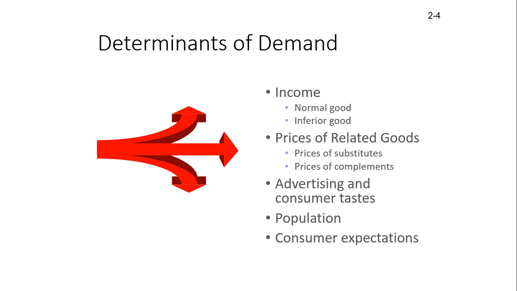All right, so these are some of the determinants of demand. In case you are asked, I'm pretty sure that you'll be able to explain how income affects demand, how prices of related goods affect demand, how advertising and promotions affect demand, how population affects demand, and how consumer expectations will have an impact on demand. Are there questions? Let me pause for now and get feedback.